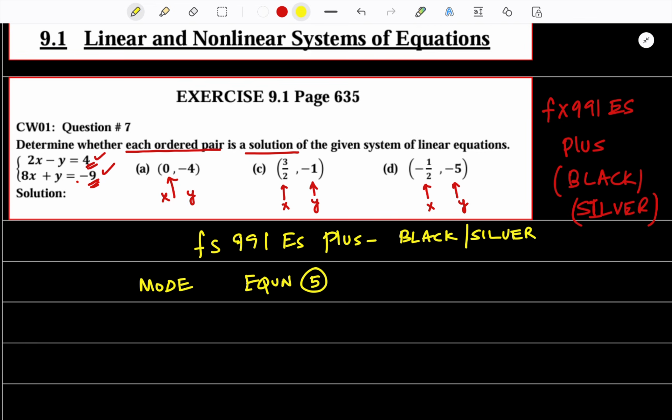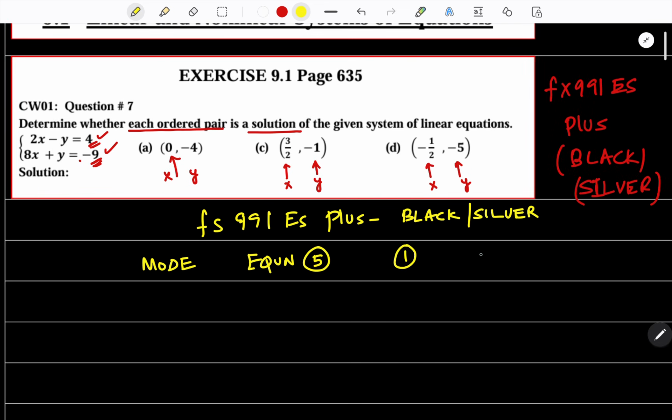This is an equation involving two variables, so you're going to press number 1. Press number 1, everybody. If you press number 1, you will get a screen like this, with 1, 2 and a, b, c. You can see that, right? Now you're going to give the coefficients: 2 and y is -1 and 4 here. Then for the next equation you give 8, then +1, then -9. Come on, start everybody.